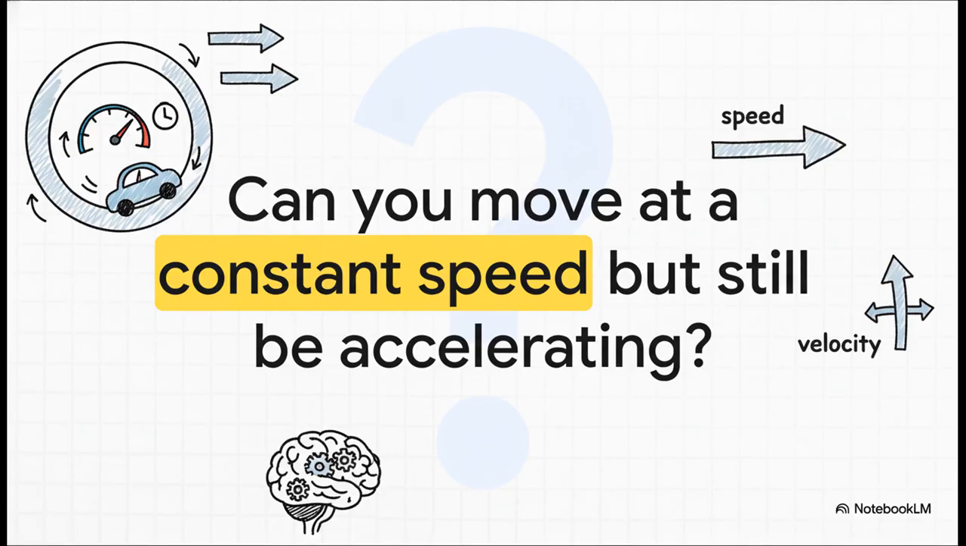All right, let's kick things off with a real head-scratcher, one that kind of feels like it breaks the laws of common sense. Here it is. Can you be moving at a totally constant speed, but still be accelerating? I know, it sounds weird, but stick with me because by the end of this, you'll not only know the answer, but you'll get why it works. And it all comes down to that big difference between speed and velocity.